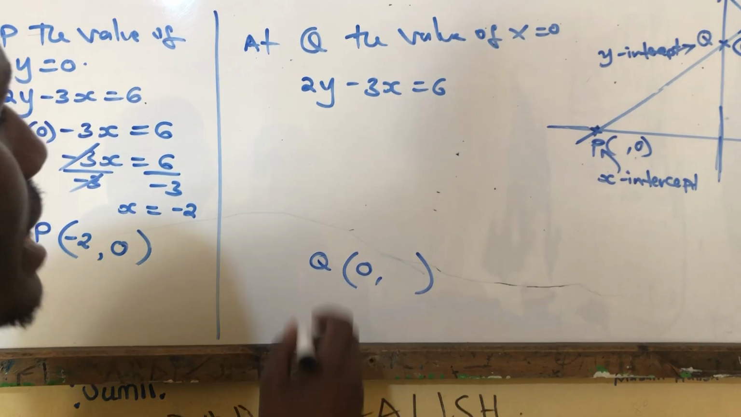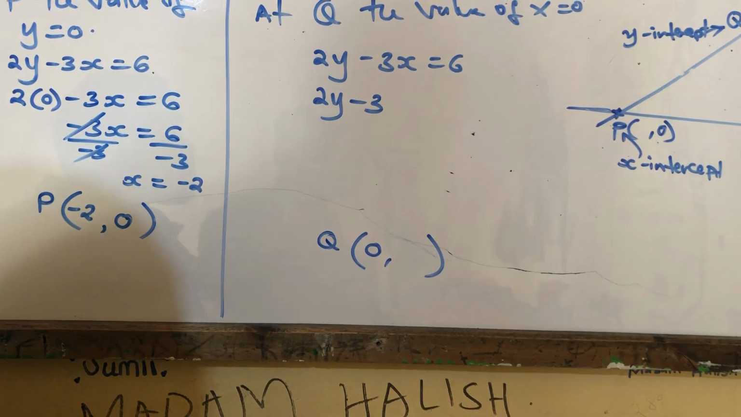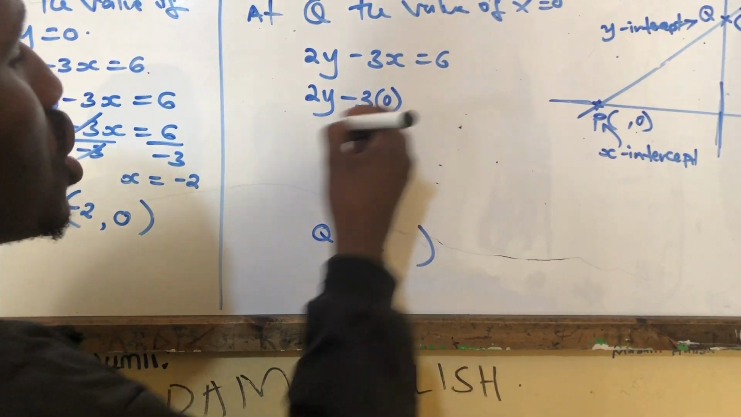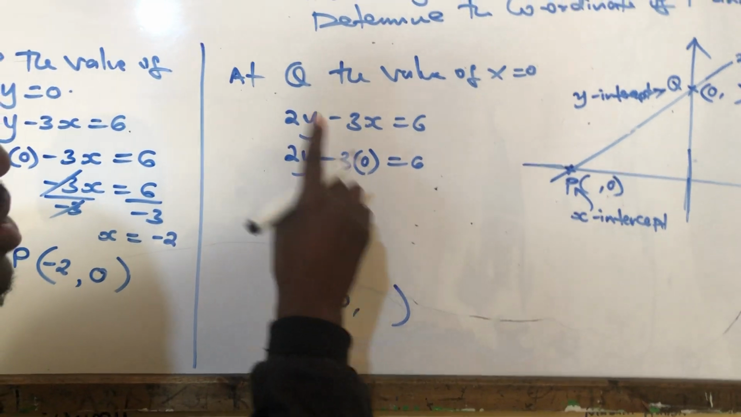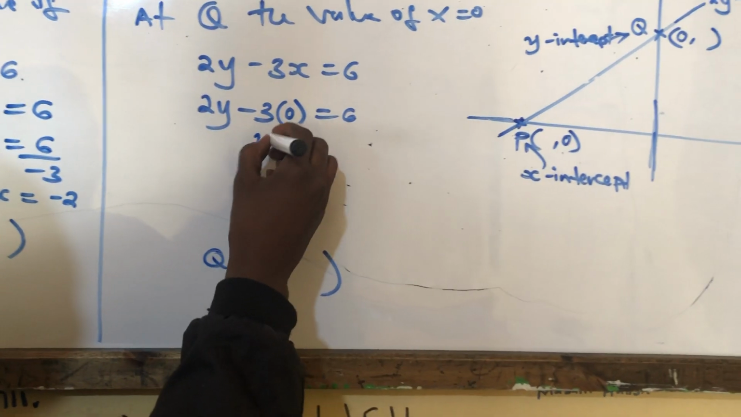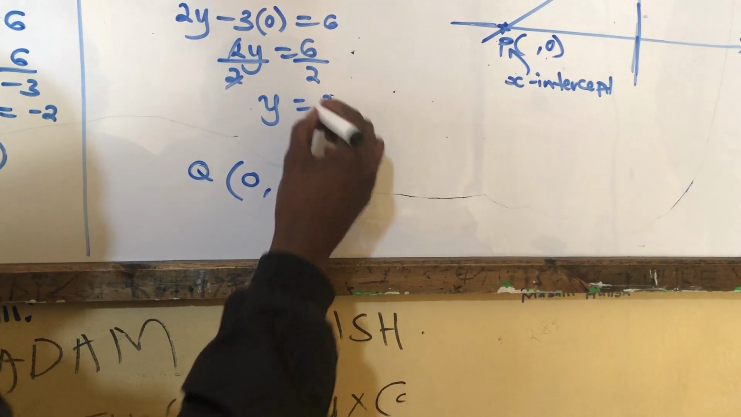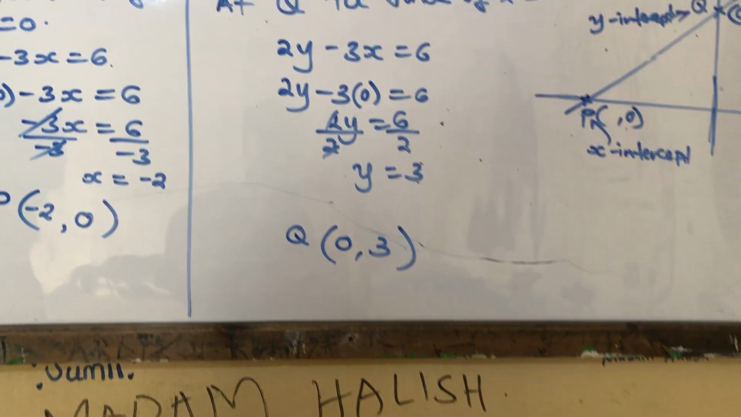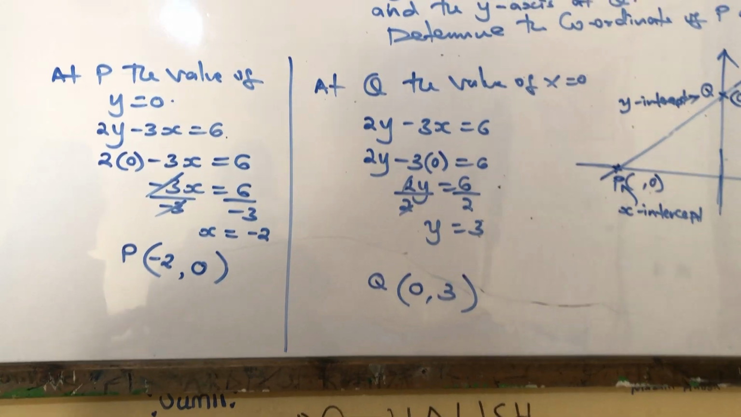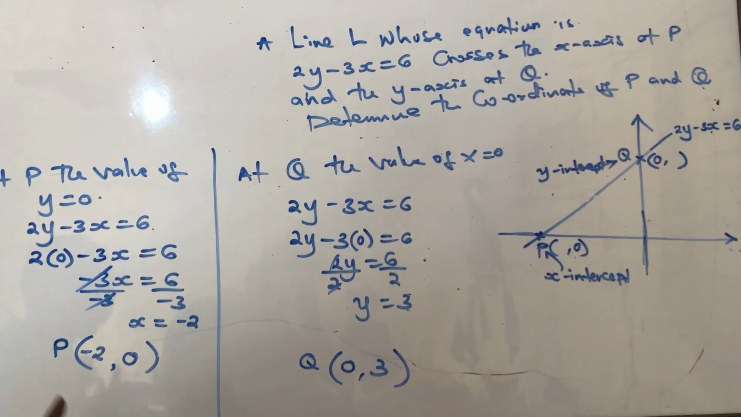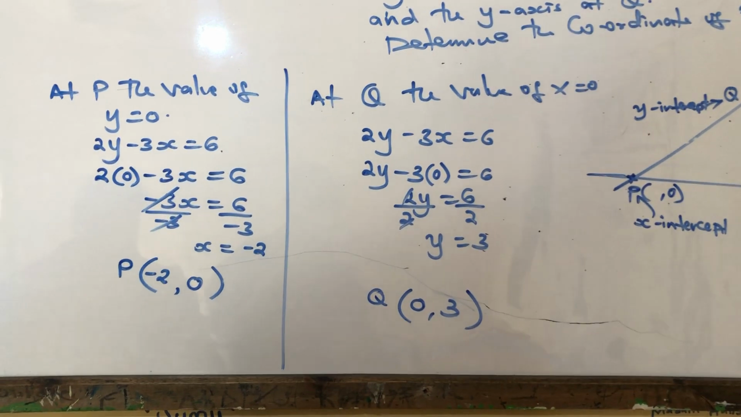How will that be done? I will have 2y minus 3, in the place of the x we substitute 0, is equal to 6. We already know that 3 times 0 should give us 0. So we'll have 2y is equal to 6. Divide this by 2, divide this by 2. The value of y will become 3. So the coordinate of Q will become (0, 3). This is the coordinate of P, while this will be the coordinate of Q.